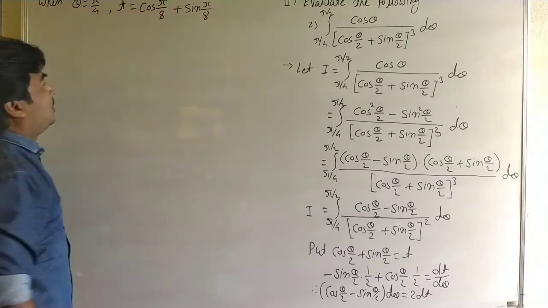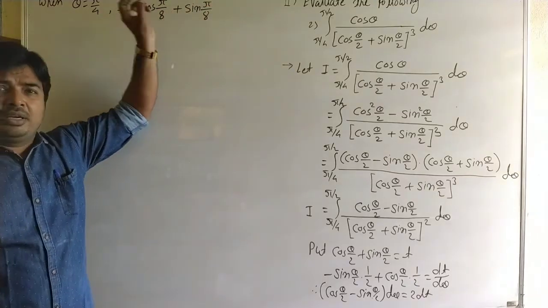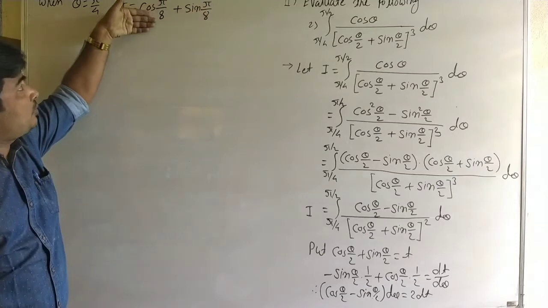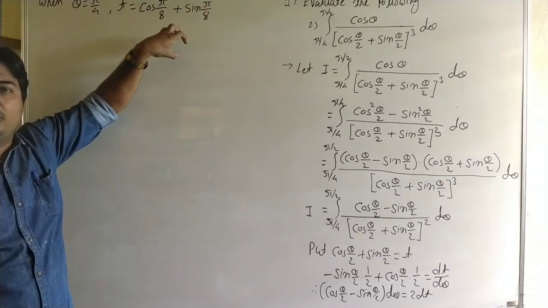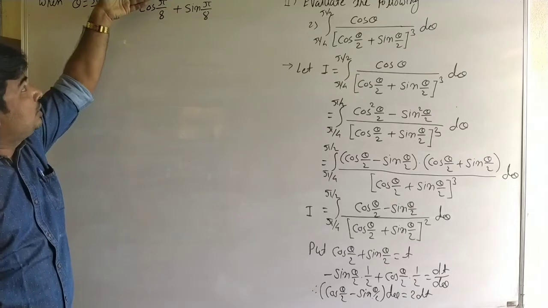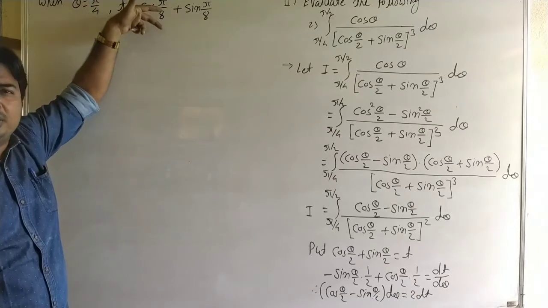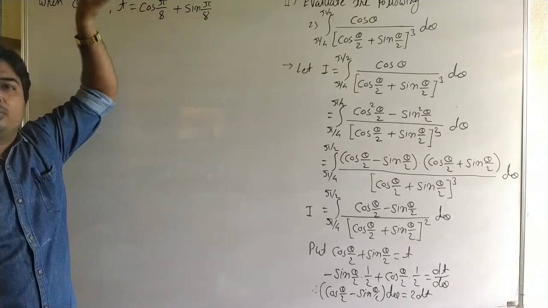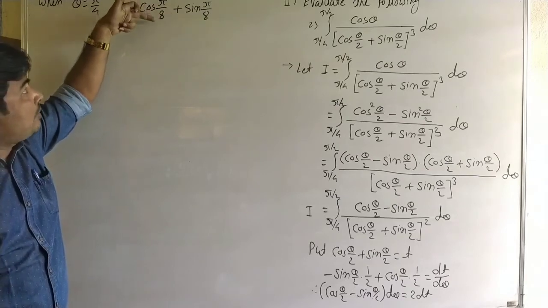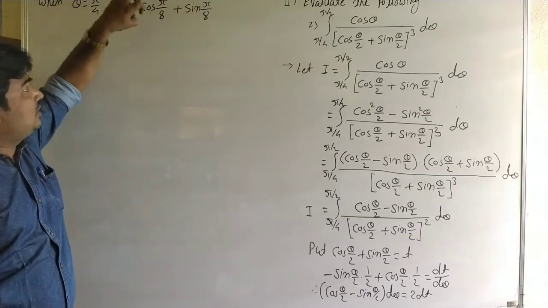Okay, now here cos pi by 8 and sin pi by 8 take as it is. If it is a pi by 4, then we can put the value of cos pi by 4 and sin pi by 4. If it is a pi by 6 or pi by 3, then we can put the value of that angle, but here it is a pi by 8, so take this term as it is.